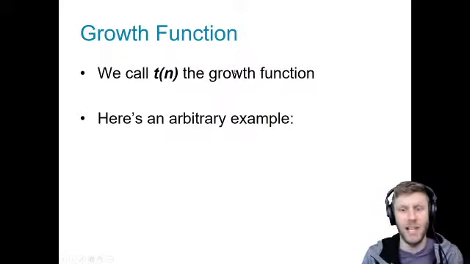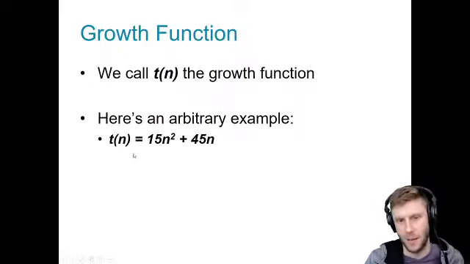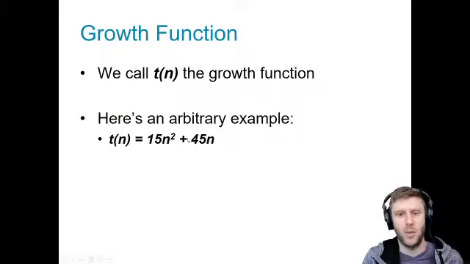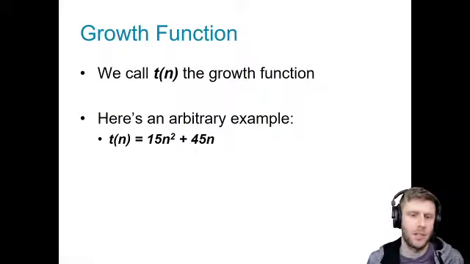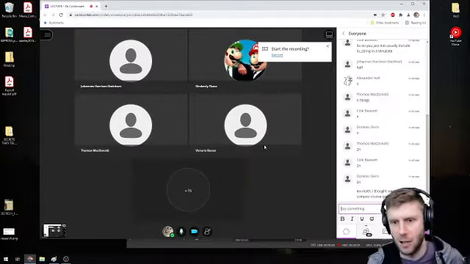So t of n is the growth function. And here's an arbitrary example: 15n squared plus 45n. I could plot that, right? It's simple. It's two-dimensional, not crazy.